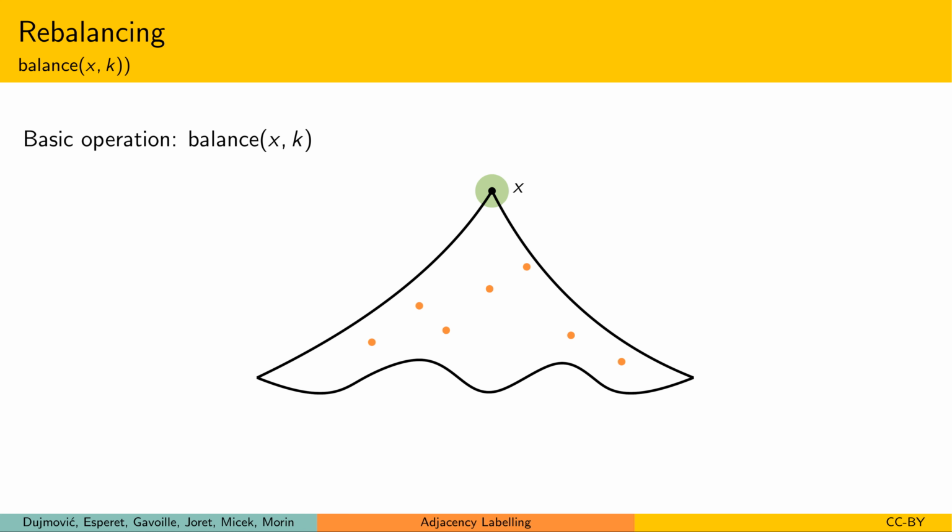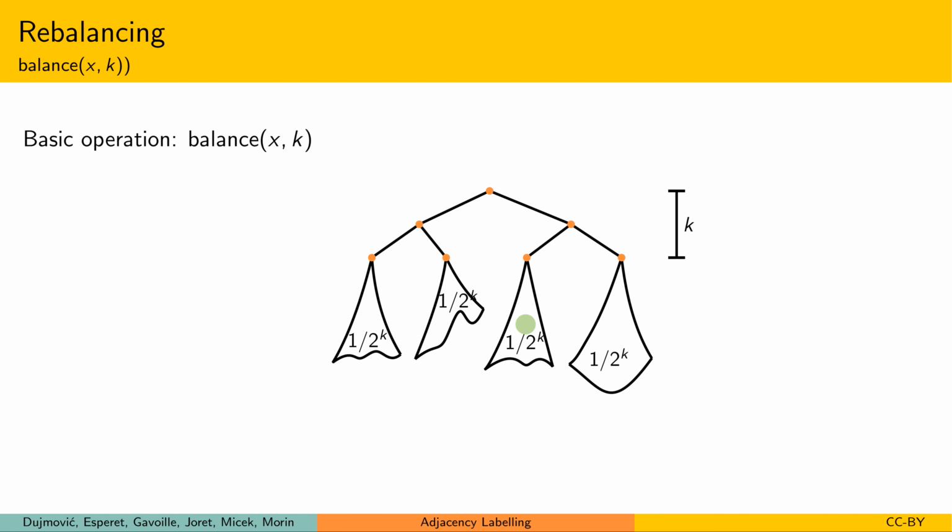For this, we do a very rough rebalancing operation that works on a node x. At the end of this operation, every node of depth k in the subtree of x contains at most 1 over 2^k of the nodes in the subtree of x. Clearly, this operation only affects the signatures of nodes in the subtree of x. By implementing this carefully, the changes to these signatures can be encoded in O(k log n) bits.